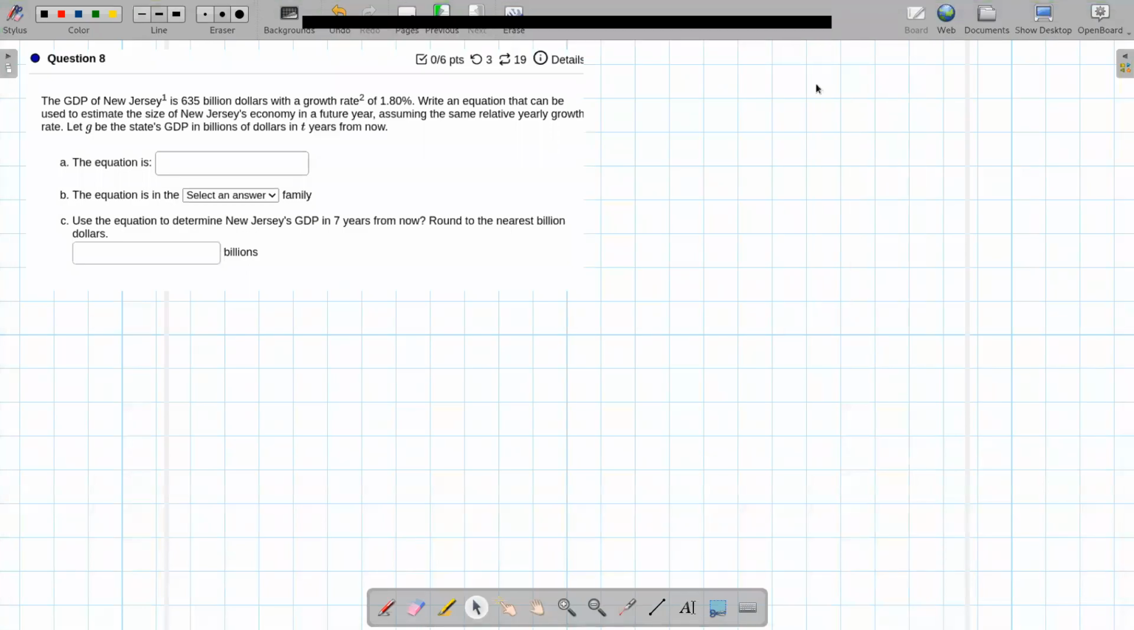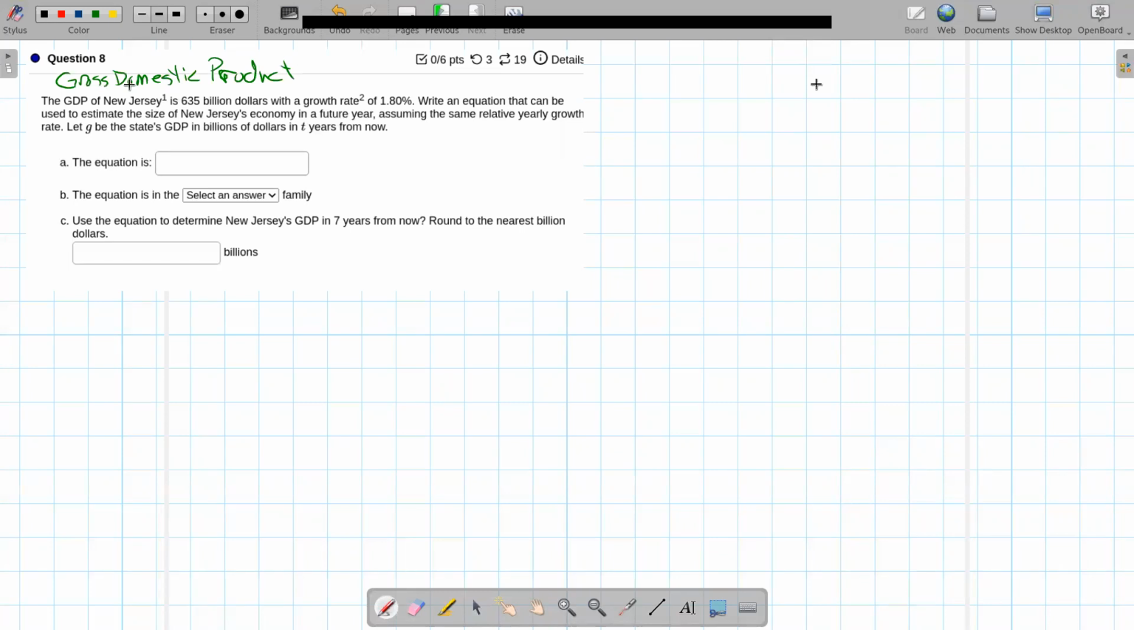All right, GDP. What is GDP? GDP is gross domestic product. There were some little buttons down below that told you what reference number 1 meant, what a growth rate meant. Check that out. So GDP is gross domestic product. Gross domestic products.